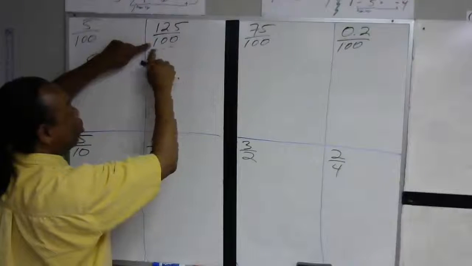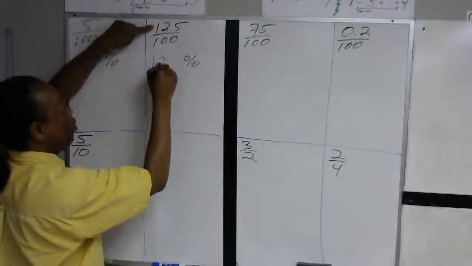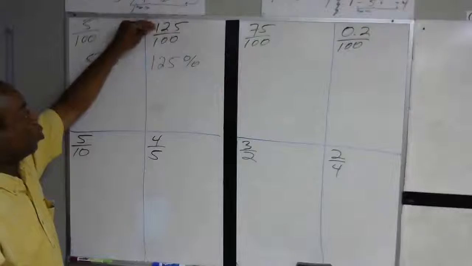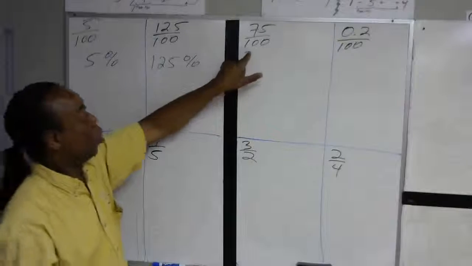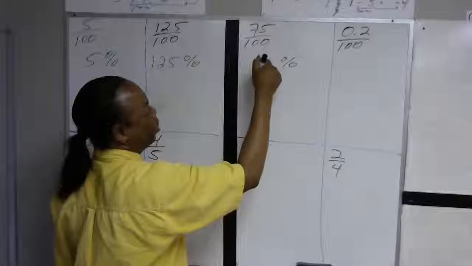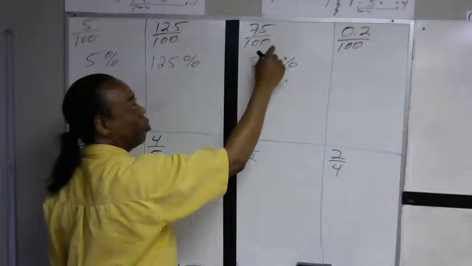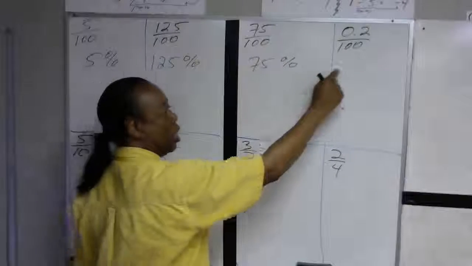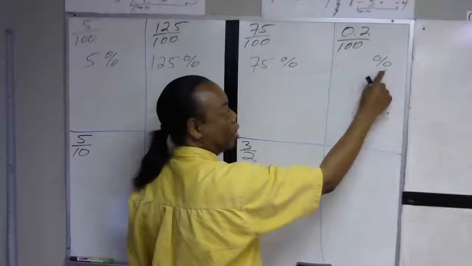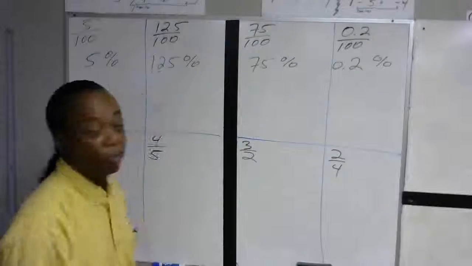This is also 100, so the 100 gets converted into the percent sign, and then the number here, 125, goes in front. So 125% actually means 125 over 100. The 100 here gets converted into percent, and we end up with 75%. So 75 over 100 is 75%. And again, we have 100 here, so the 100 gets converted into the percent sign, and then the 0.2 comes down in front. Finish.